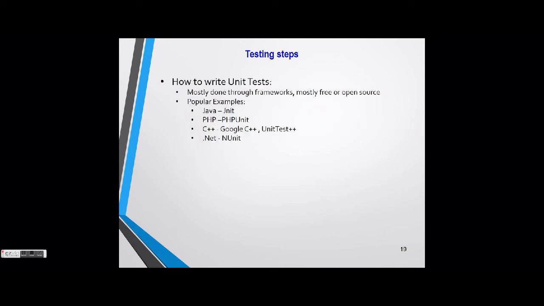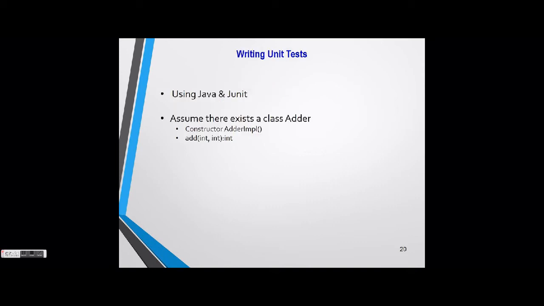So how do you write unit tests? Well, mostly it's done through frameworks. A lot of them are free or open source. Some more popular examples: Java has JUnit, PHP has PHPUnit, Google has their own C++ testing framework, and .NET has NUnit.